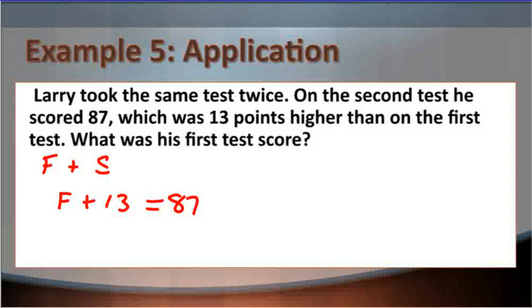So I use my inverse operations to find out the first test. So I subtract 13 on both sides and I end up with first test score equaling 87 minus 13, which would be 74. So Larry's first test score was a 74.